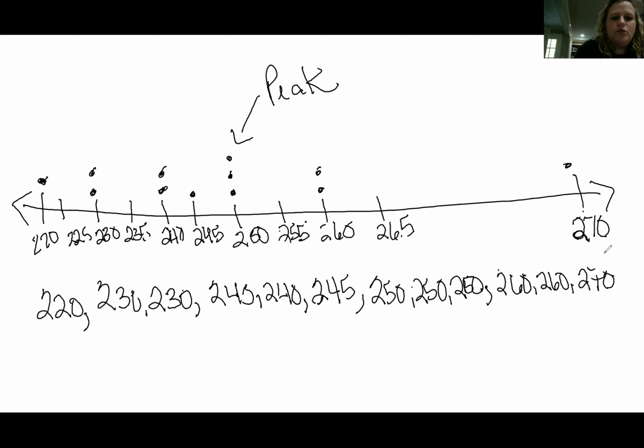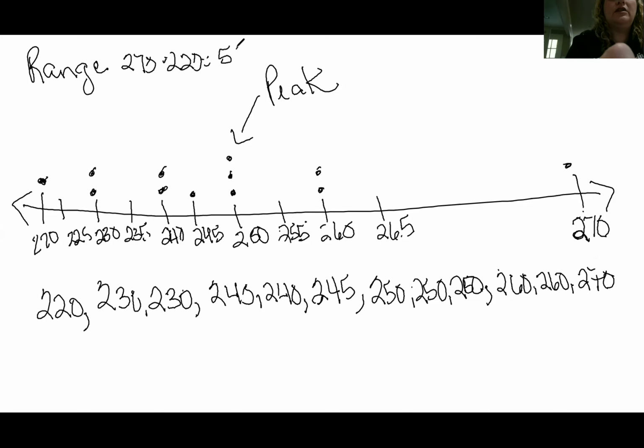Okay, so 1, 2, 3, 4, 5, 6, 7, 8, 9, 10, 11, 12. I make sure that I have the same number of dots as I have numbers from least to greatest. So if I wanted to find the range of this, the lowest is 220, the highest is 270. So the range of the whole data list is 270 minus 220, which is 50.